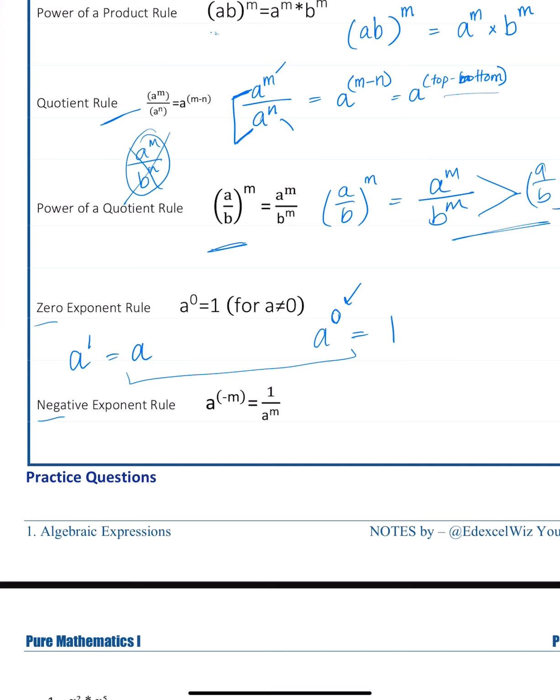Okay, let's look at negative exponents. If you have 1 over a to the power m, we can write this as a to the power negative m, and vice versa. So if you have a to the power negative m, we can write this as 1 over a to the m. Sometimes you need to do this to make sure your power is positive. So this is how you would write it in that case.